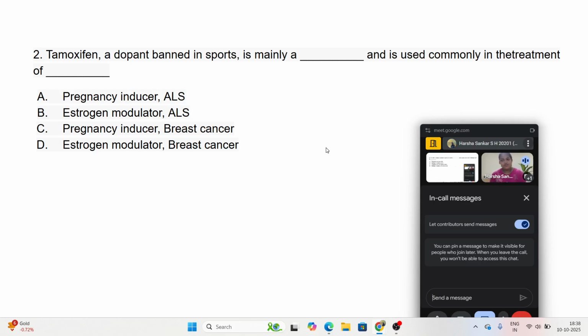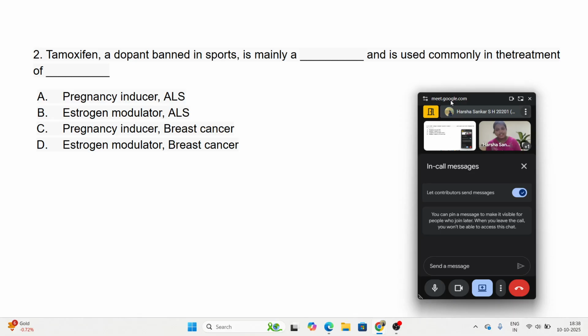Tamoxifen, a doping banned drug in sports, is mainly a dash and is commonly used in the treatment of dash. Option A, pregnancy inducer, used in ALS. Option B, estrogen modulator, used again in ALS. Option C, pregnancy inducer, used in breast cancer. Option D, estrogen modulator, used in breast cancer. It is a banned drug in sports, but the question is about what we generally use it for.